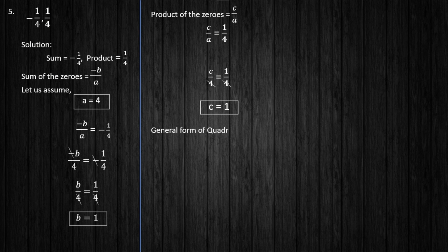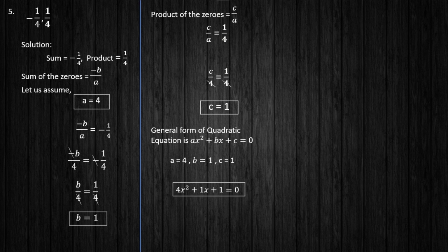Now we need to write the general form of the quadratic equation, that is ax square plus bx plus c, and we need to substitute the values for a, b and c. The equation will become 4x square plus 1x plus 1 is equal to 0. So this is the polynomial which we obtain after solving minus 1 by 4 and 1 by 4.